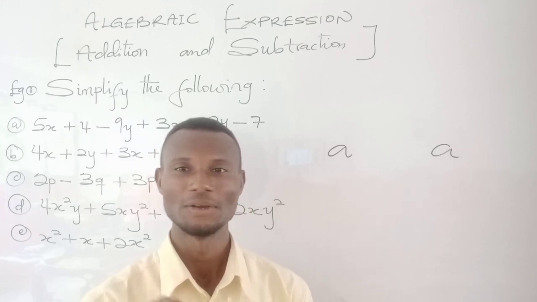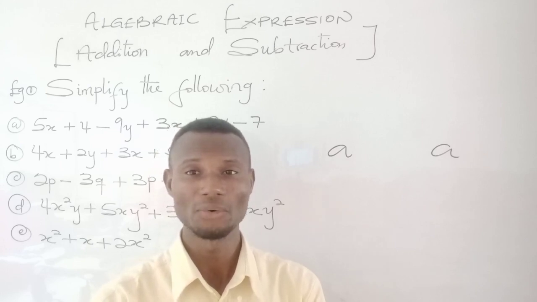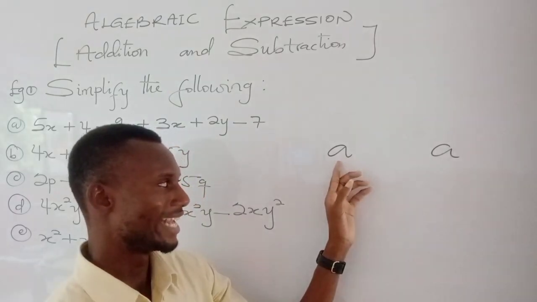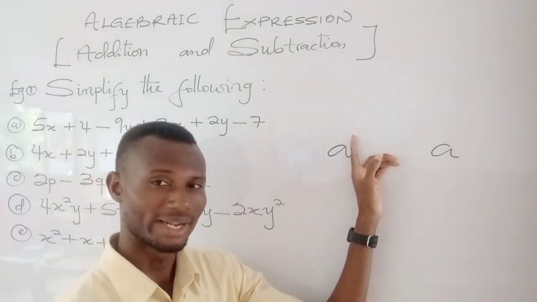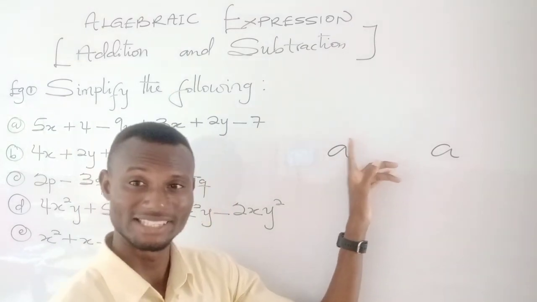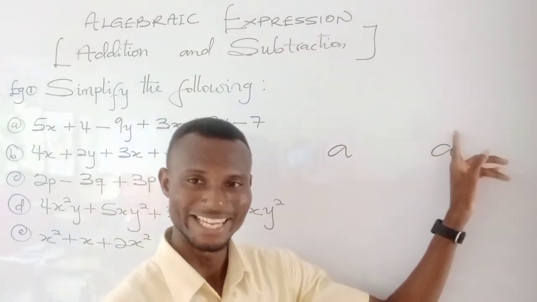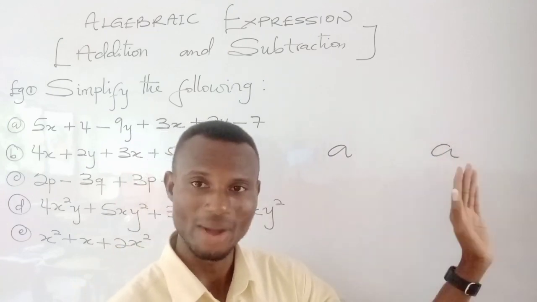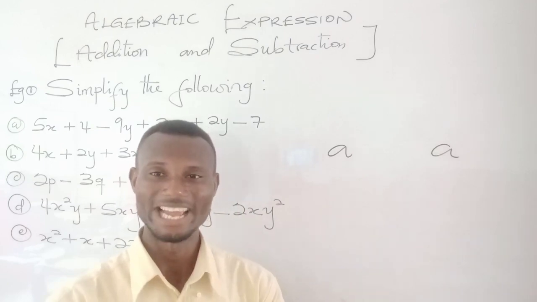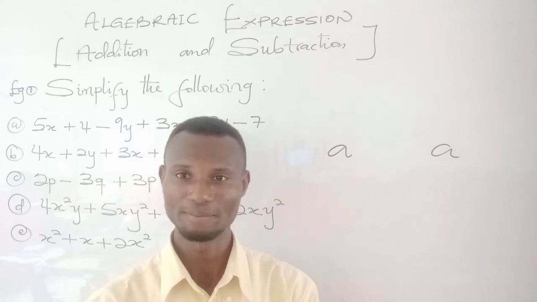Again, when I say the variables need to be of the same nature, it means the variables need to have the same power. So you can see that this variable here has power 1. I've explained this already, and I hope you understand that the power of this variable A is 1. And the power of this variable A is also 1. So they have the same power and they are the same variable. That is the meaning of the variables being of the same kind and of the same nature.